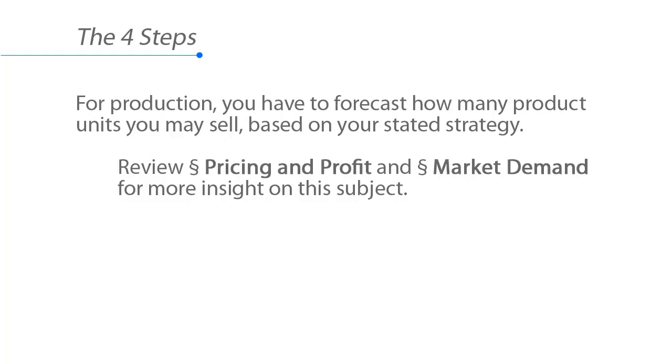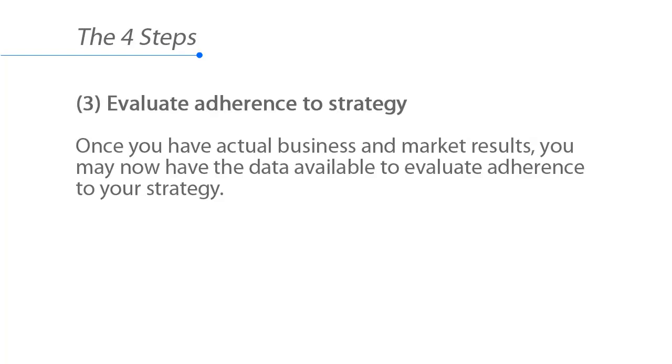For production, you have to forecast how many product units you may sell based on your stated strategy. Review the pricing, profit, and market demand for more insight into this subject. Step 3. Evaluate adherence to strategy. Once you have actual business and market results, you may now have the data available to evaluate adherence to your strategy.